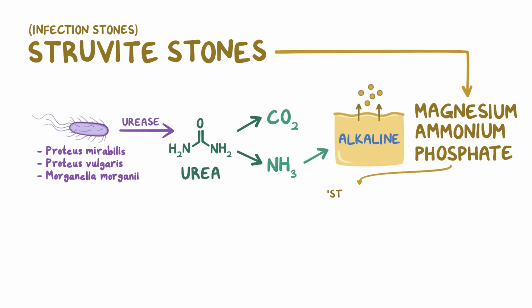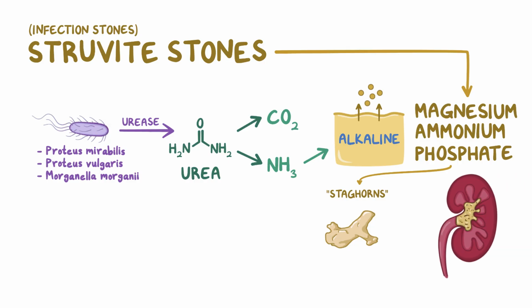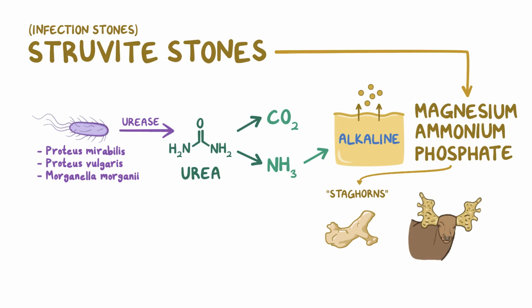jagged crystals called staghorns, because they often branch into several of the renal calyces and look like the horns of a staghorn deer. Like the calcium phosphate stones, struvite stones are dirty white and usually radio-opaque on an X-ray. But they're a little less dense, so they're usually less radio-opaque than calcium phosphate stones.